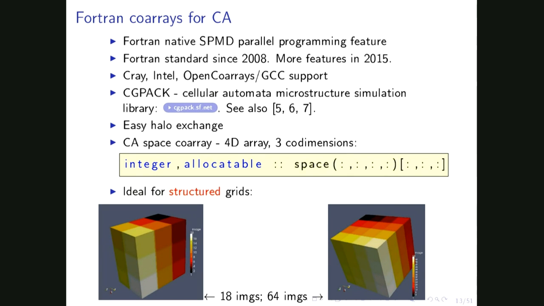We have written a CA library called CGPACK. There is a link to the SourceForge page for the library, with heavy use of coarrays. At the heart is this space coarray. This is an allocatable coarray with four dimensions and three codimensions. A large model can be constructed by assembling space coarrays from all images together, which is illustrated here in the bottom images. What you see here are chunks of the model space stored on different images. On the left is the model run on 18 images with a 2x3 coarray grid. On the right is the model run on 64 images with a 4x4x4 coarray grid, and the color here simply shows the image number. So what you see here are 64 distinct cubes, distinct chunks of the large model.